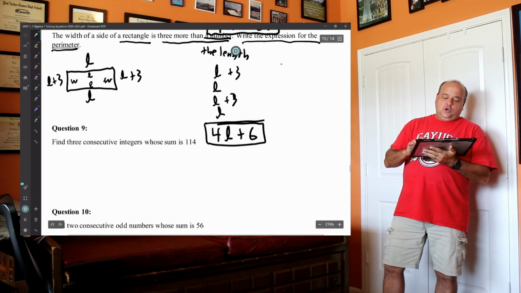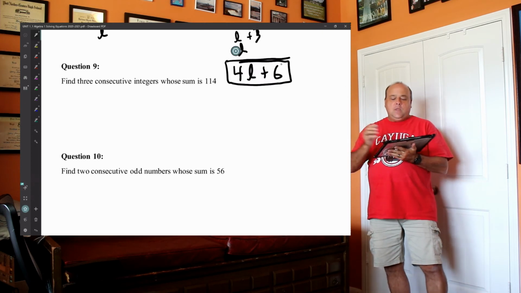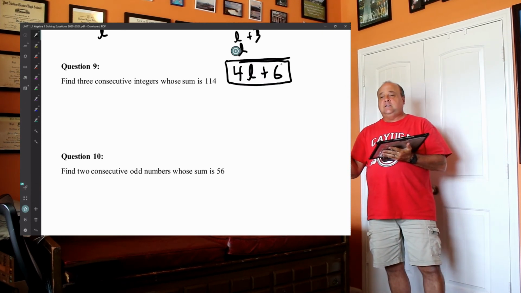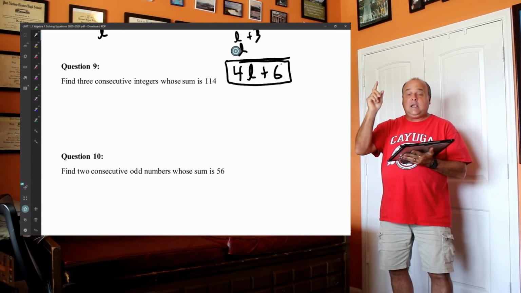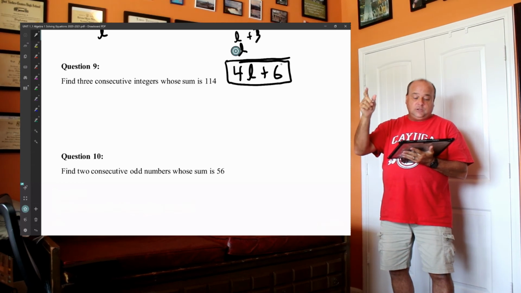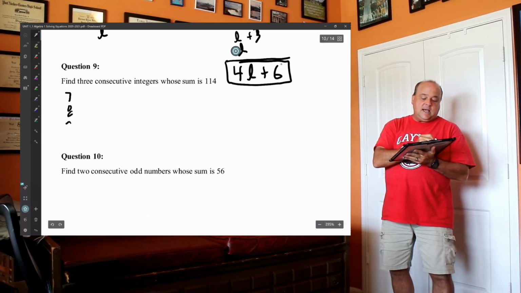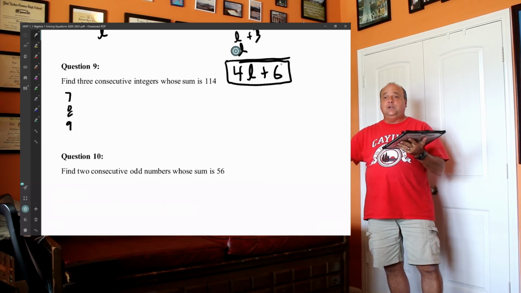2 more questions and we're done. Find 3 consecutive integers whose sum is 114. This is kind of tricky. Let's just write down any 3 consecutive integers. They could be 7, 8, and 9, right? That won't add up to 114, but that could be 3 consecutive integers.